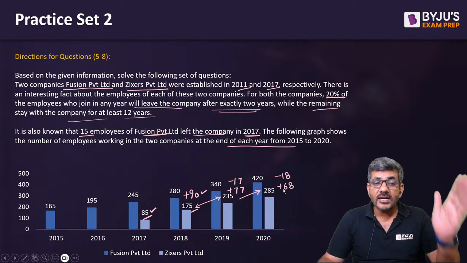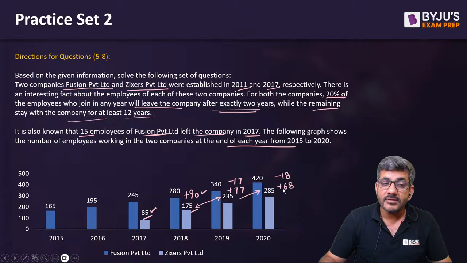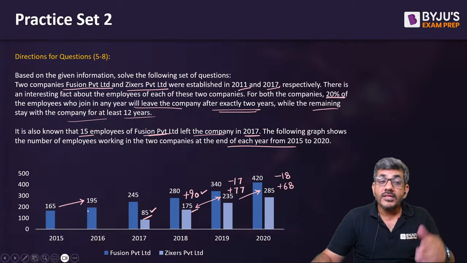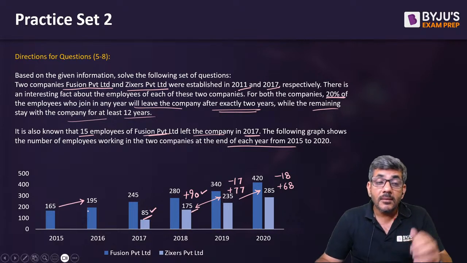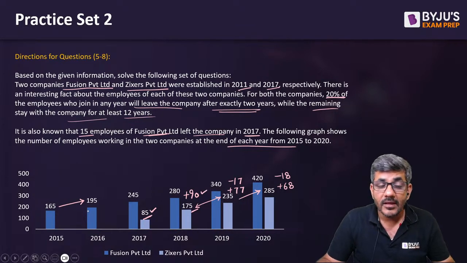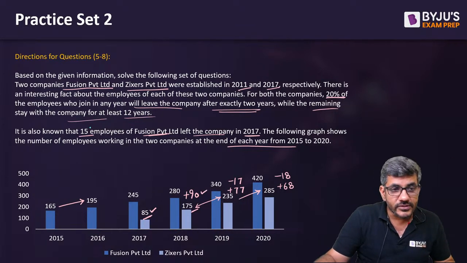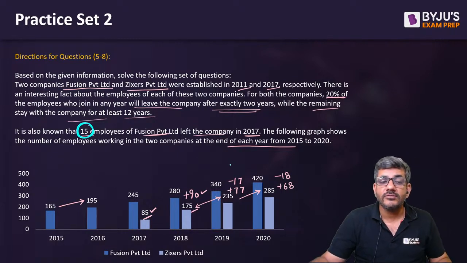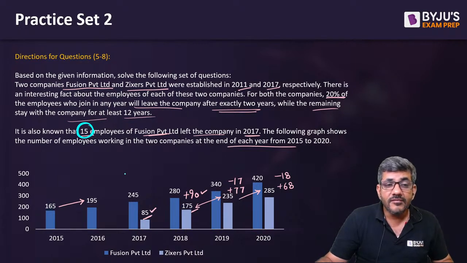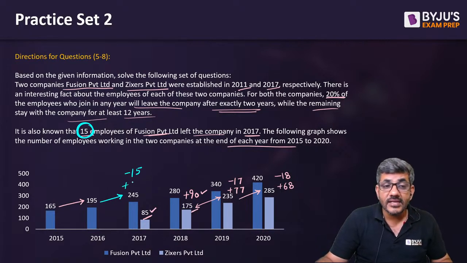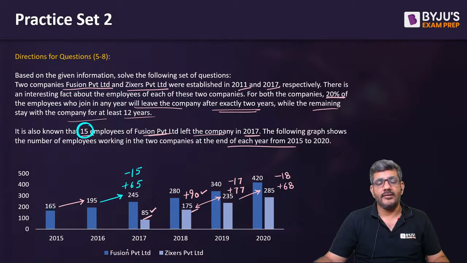Similarly, can I calculate that for the other company as well, Fusion Private Limited? The problem is, I can't say that 30 people have joined here. The workforce has increased by 30, but how many of them have left from the previous years? We don't know that. So how can I work here? Use this: 15 employees of Fusion Private Limited left the company in 2017. So 15 people left in 2017, but I am looking at an increase of 50 here. That means 65 people would have joined.